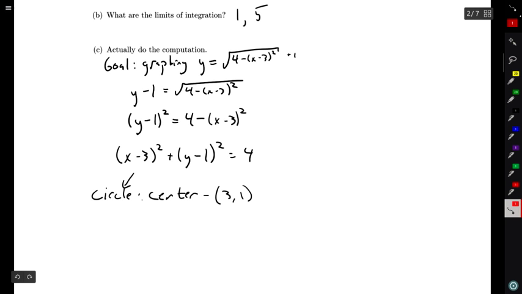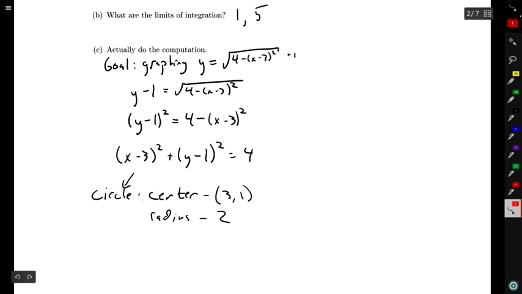So we're getting the x value of 3 from the fact that I've got (x minus 3) squared, y value of 1 from the fact that I'm looking at (y minus 1) squared. So we know the center of the circle, and we know that the radius here is 2, because 2 squared is 4. The right-hand side tells us what the square of the radius is. So cool. So this is pretty nice.